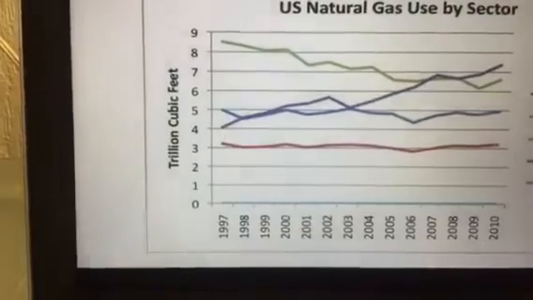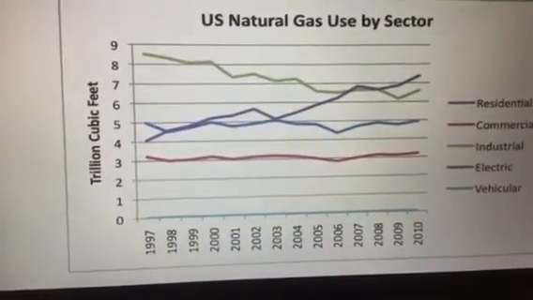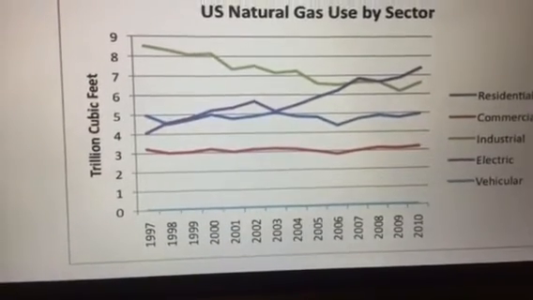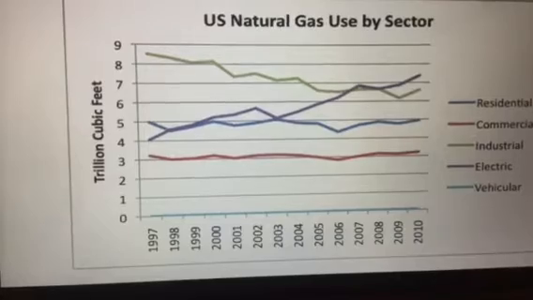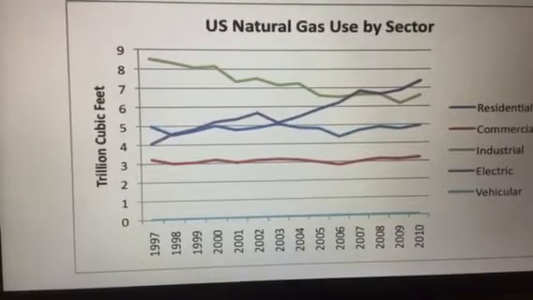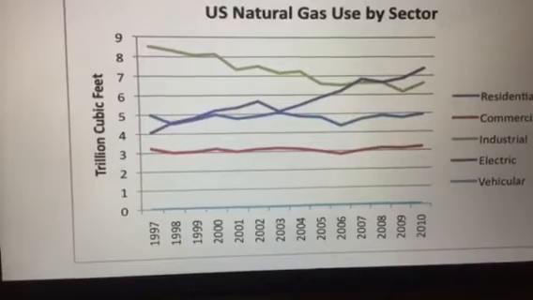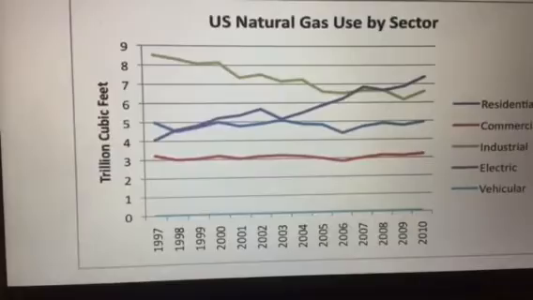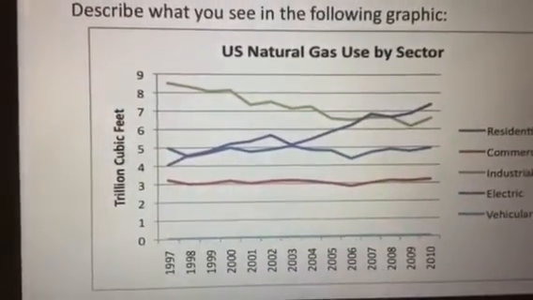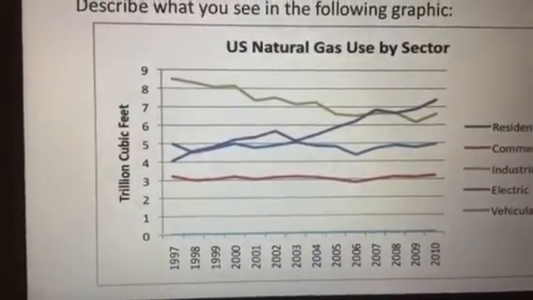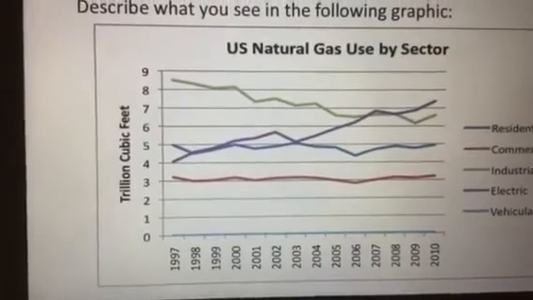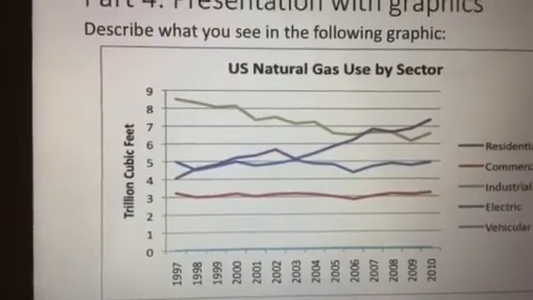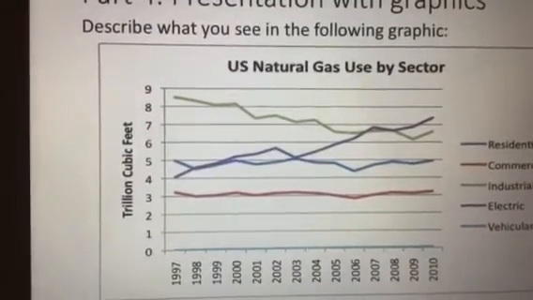Then we're going to evaluate this graph: United States natural gas used by sector. We can see here these sectors: vehicular, electrical, industrial, commercial, and residential. We're going to evaluate the commercial first. We can see that in trillion cubic feet, the commercial just had this fluctuation that went from 1997 to 2010.